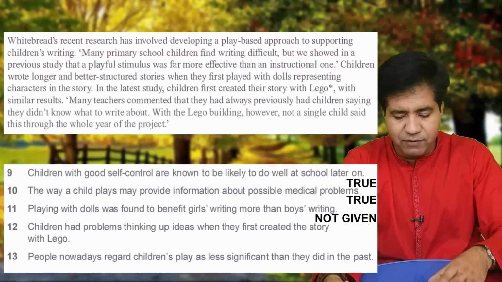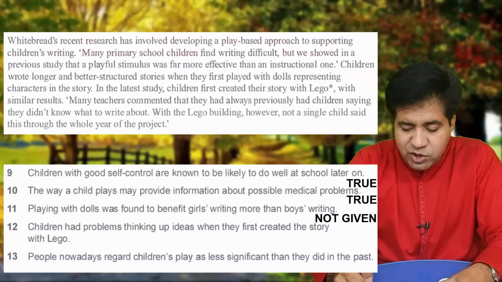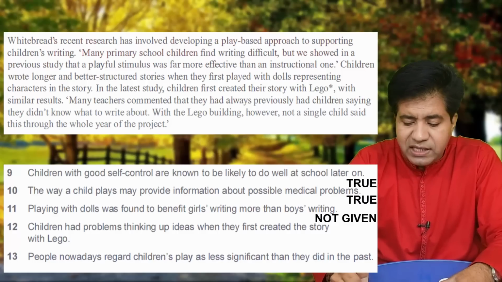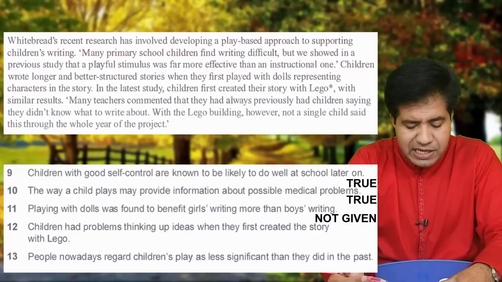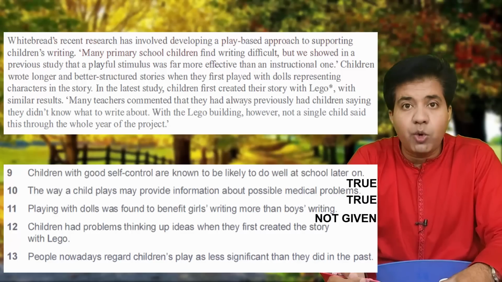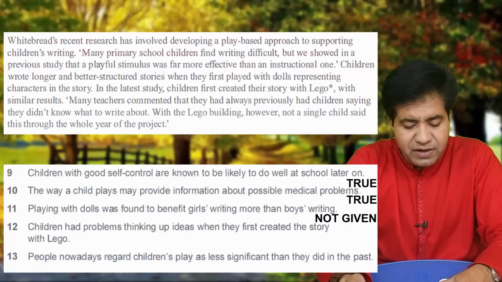So let's go back where we found Lego, the last 2-3 lines. Same paragraph. In the first study, children first created the story with Lego, and then there is a star. Star means they tell the meaning. It's written at the end. Lego: colored plastic building blocks and other pieces that can be joined together. Building blocks. Lego is basically blocks. With similar results.